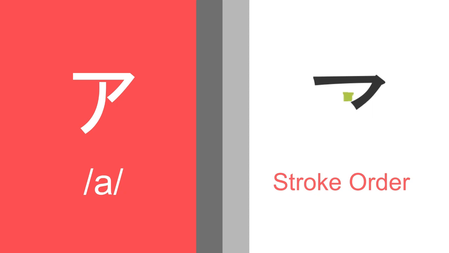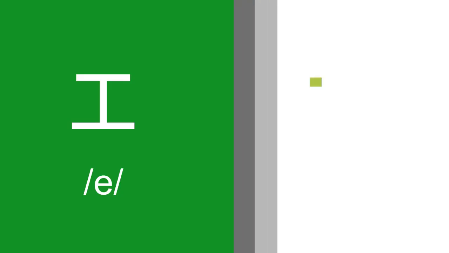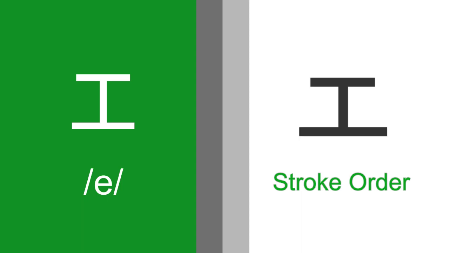The first word group that we will cover is the basic vowels. A, I, U, E, O.